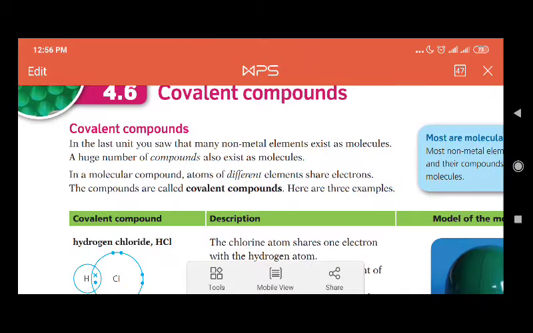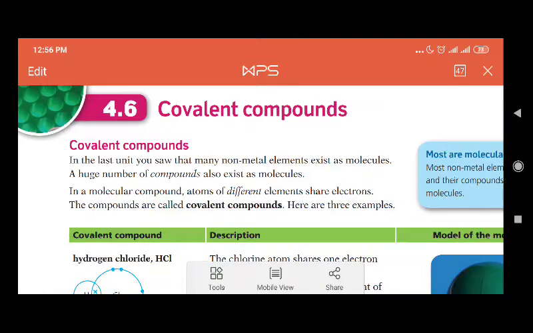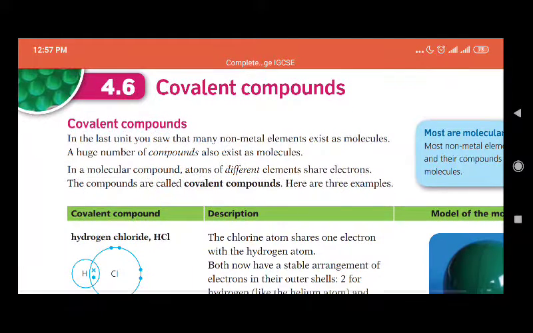So last week we were looking at covalent bonding, and we said it is a bond which exists between two or more nonmetals. Now, today we'll look at covalent compounds, which are compounds that have covalent bonds within them. All right, so let me start off by just reading in the book.